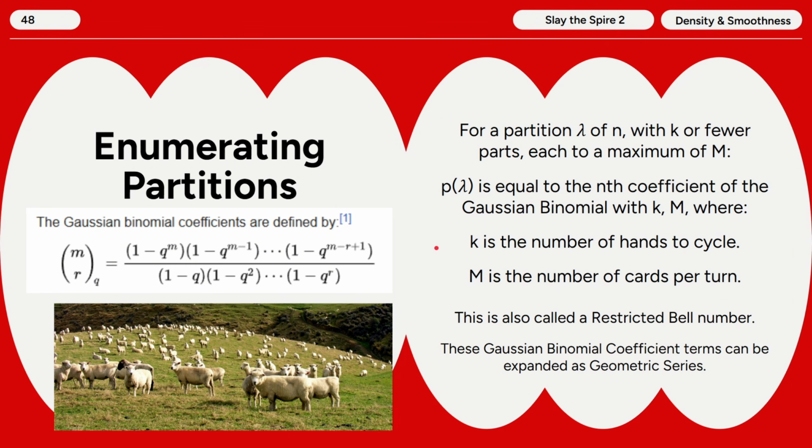And these Gaussian binomial coefficients have an equation here: 1 minus q to the power of m, times 1 minus q to the power of m minus 1, all the way through to 1 minus q to the m minus r plus 1. It looks a lot like a factorial, right? M choose r looks like this, where you count the sequence down, m times m minus 1 times m minus 2, all the way down to m minus r plus 1. But instead of multiplying the terms together, you're taking them as the roots of some polynomial.